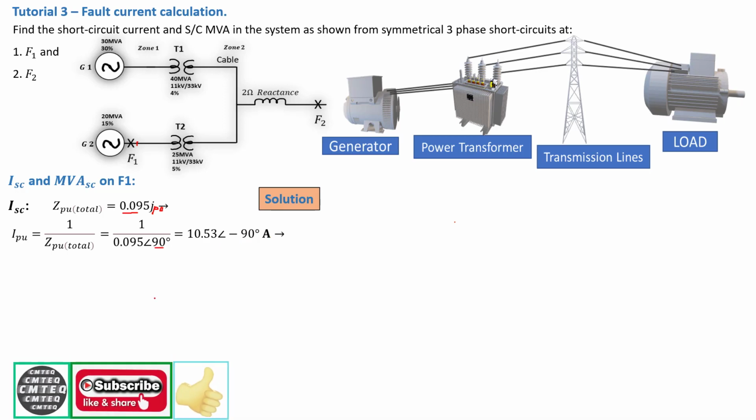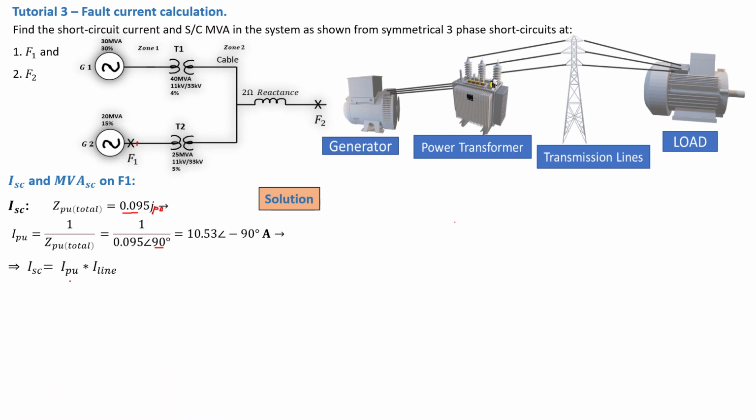Now the next thing is then to calculate our short circuit current. We know that the I short circuit is equal to I per unit times I line. That is how you calculate your short circuit current. Now we've already calculated I per unit. What's the next thing? That is then to determine the value of the I line.